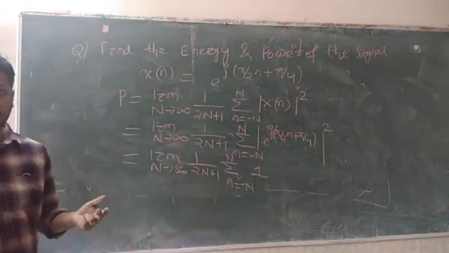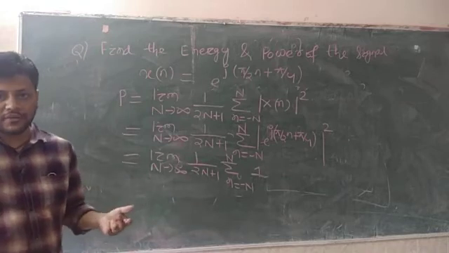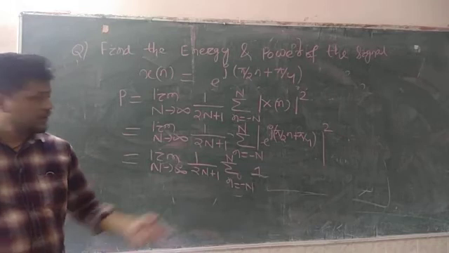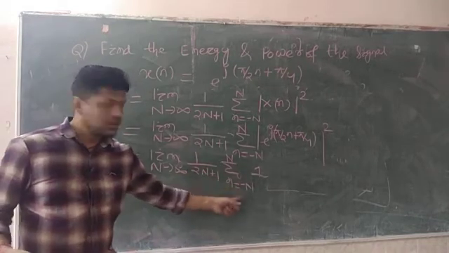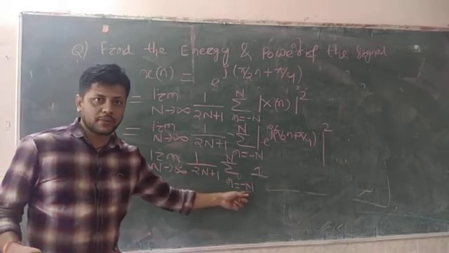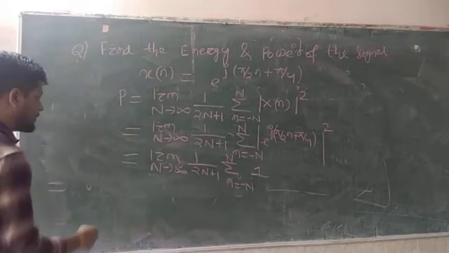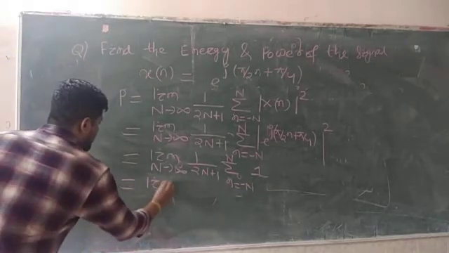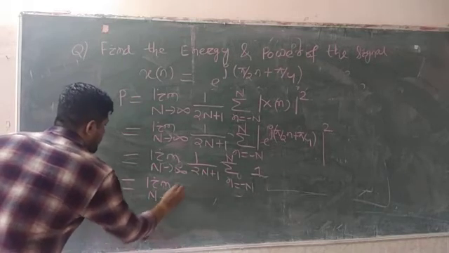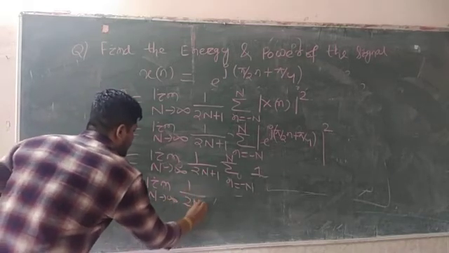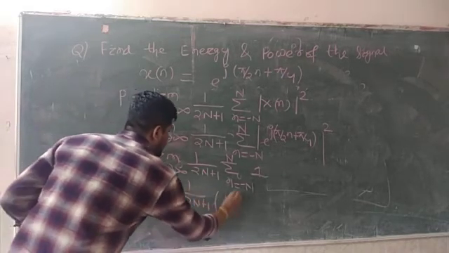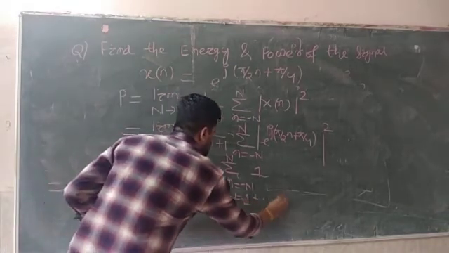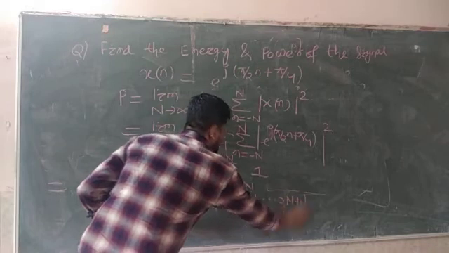If I add 1 for 10 times, 1 plus 1 plus 1 like that for 10 times, the result will be 10. So here how many number of terms are present? 2n plus 1 number of terms are present. So if I add this, limit n tends to infinity 1 by 2n plus 1, and this sum becomes 1 plus 1 up to 2n plus 1.